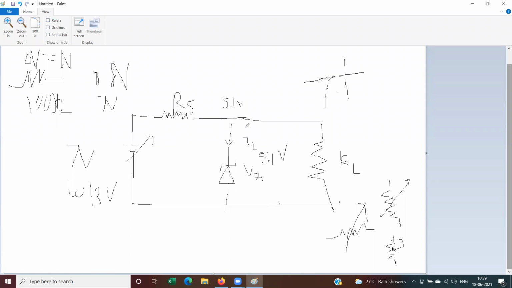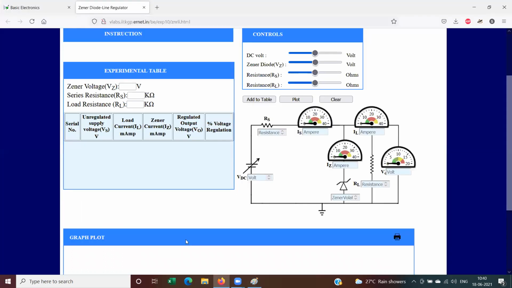Okay, so let us verify. I told many things now. Let us verify them in the experiment. Please open this page. See, the circuit is very similar to the circuit I described. Let us verify everything we had discussed. Let us see for ourselves.